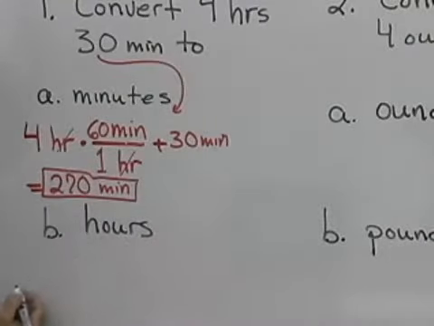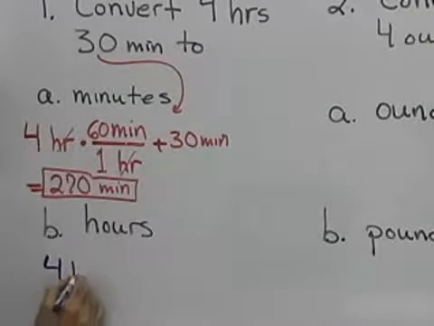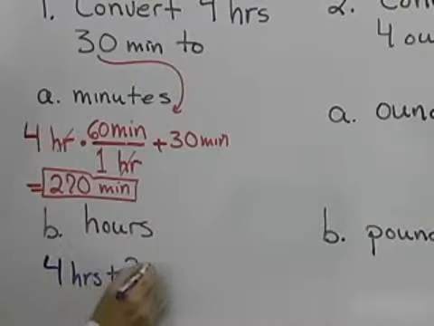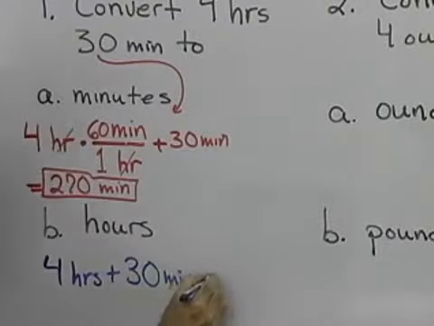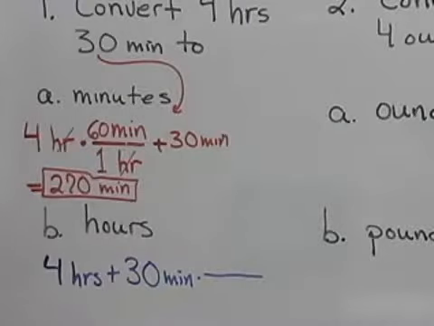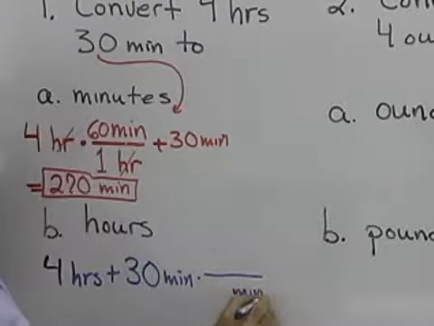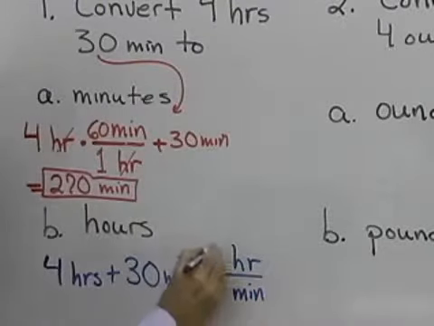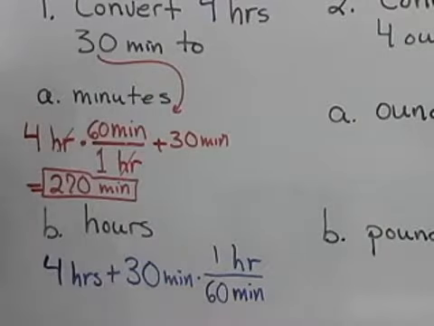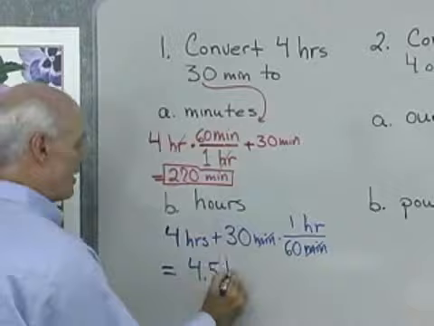Let's do the same problem, but convert everything to hours. Well, I have 4 hours, plus I have 30 minutes. So I want to convert my 30 minutes into hours. Again, I'm going to multiply by some conversion factor that's going to allow my minutes to divide out and leave me with hours. Again, I want this to be the number 1. So how about 1 hour and 60 minutes like this? My minutes divide out. 30 times 1 is 30 divided by 60 is going to give me 0.5. So I have 4 hours plus 0.5 hours. That will be 4.5 hours.